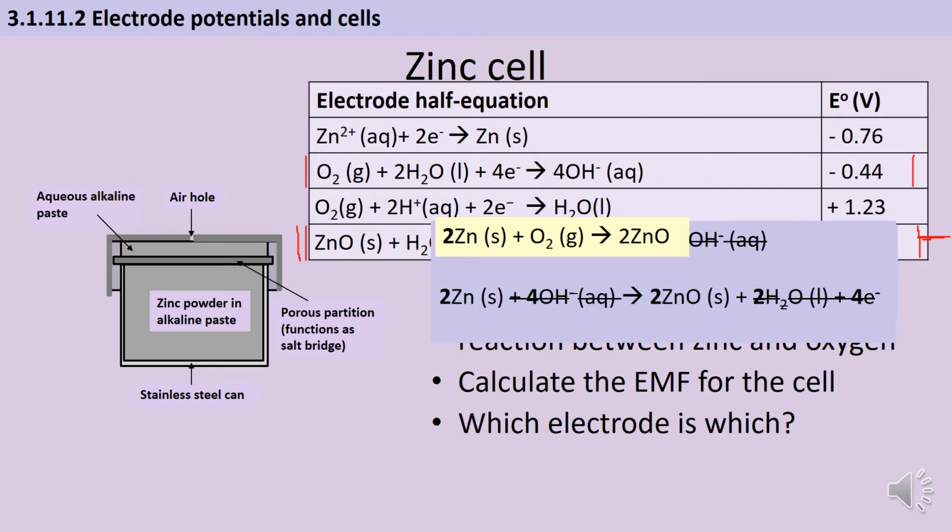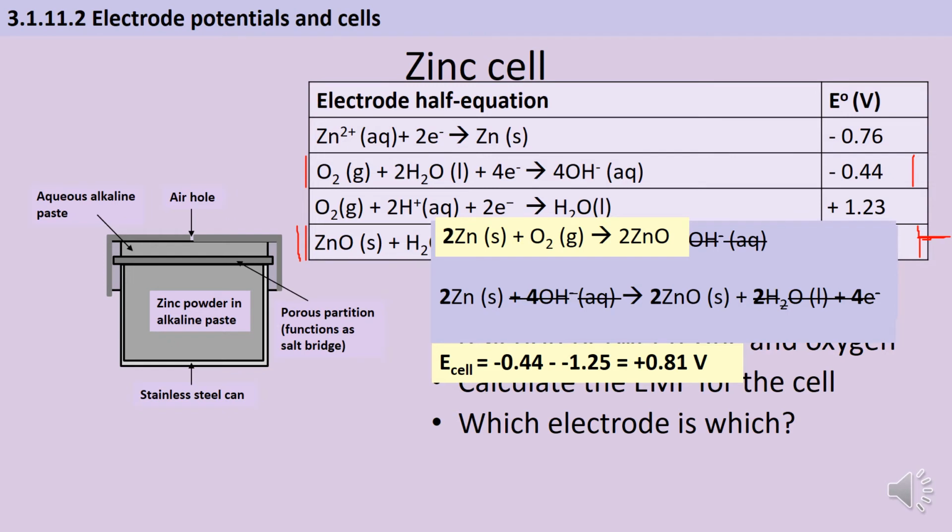So now to calculate the EMF of the cell, we're always going to do the more positive value subtracting the more negative value. So we have negative 0.44 take away negative 1.25, which gives me a potential of positive 0.81 volts. And then finally, thinking about which electrode is which.